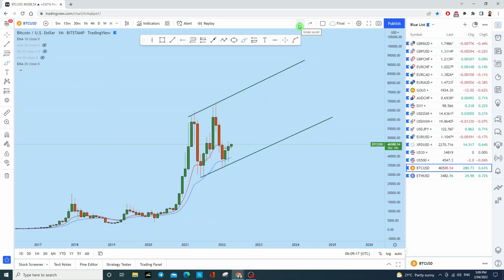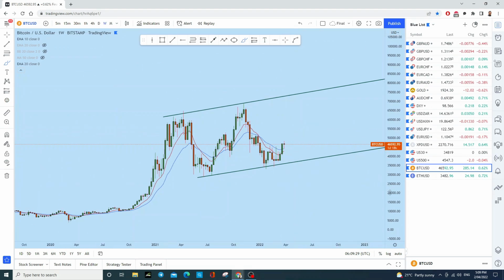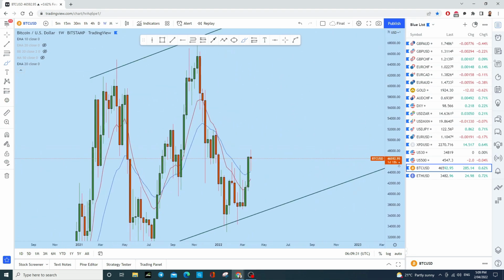I could be wrong at any point. Trading is like that, anyone can be wrong at any point. So monthly, this is the situation. After this monthly close, it looks like still bullish. Now let's see on the weekly what's happening. After one day and some hours, this weekly candle is closing.